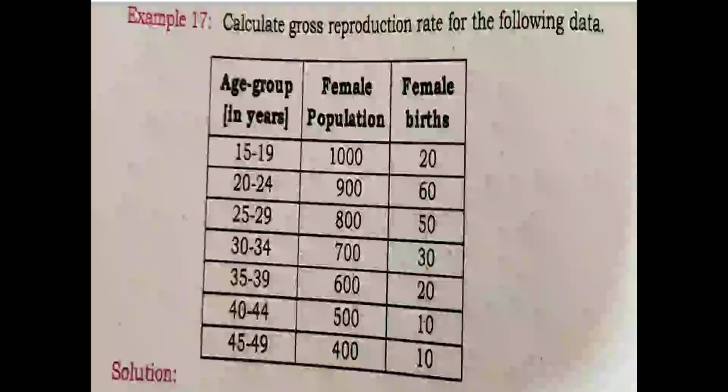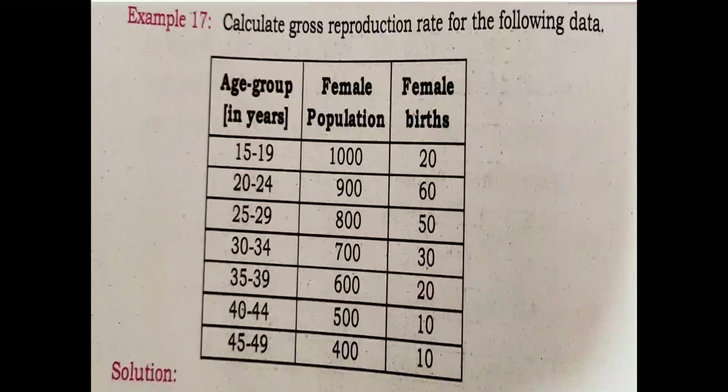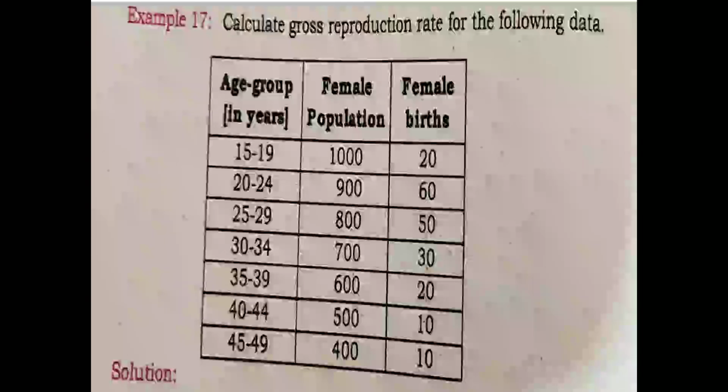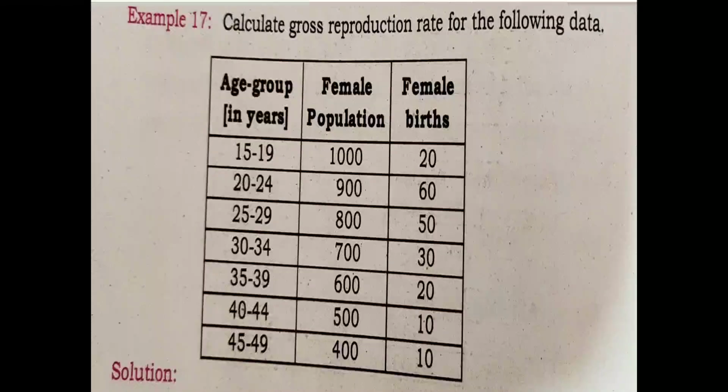So now here the age groups are of childbearing age. You can see from 15 to 19 up to 45 to 49. So from 15 to 49 it is a childbearing age, so we can apply GRR. First, to find GRR we should know the WSFR. So how to calculate WSFR?